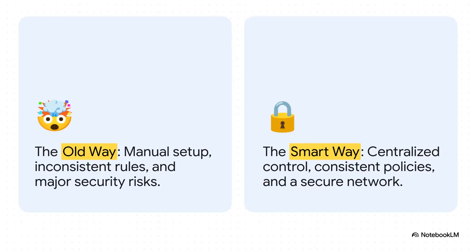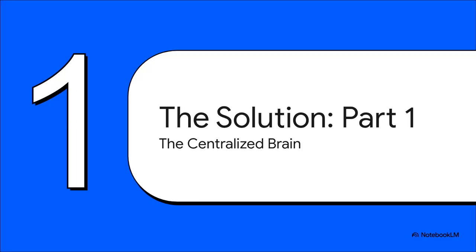And this really shows the two worlds you could live in. Over on the left, you've got the old way, which is just chaos. Every computer is its own little island, setups are all manual, rules are different everywhere. It's a huge security risk. But then on the right, you have the smart way. Everything is run from one central place, the rules are the same for everybody, and the whole network is way more secure. The goal, obviously, is to get from that nightmare on the left to that clean, organized world on the right. So how do we make that happen? How do we get that order?